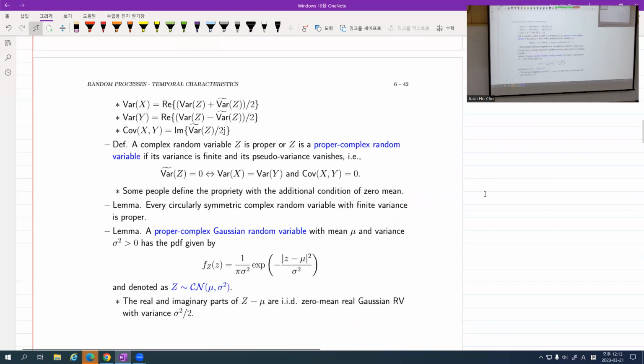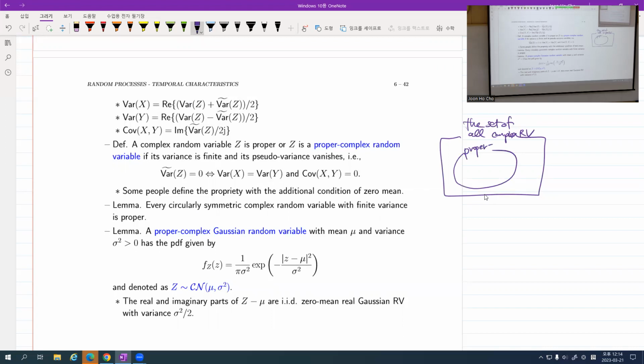Yeah, this is done. And here goes a very important definition. Given the set of all complex random variables, there is a very small but important subset, called the set of all proper complex random variables. And how do we define the propriety of a complex random variable? If the complementary variance vanishes, which means it is zero, then we call the complex random variable proper.